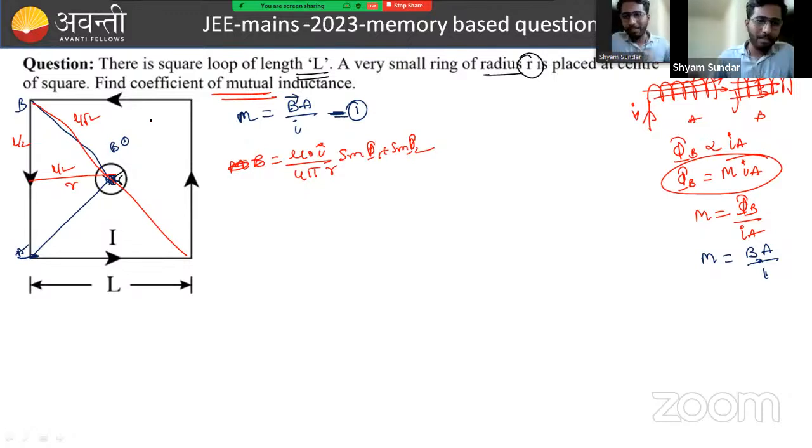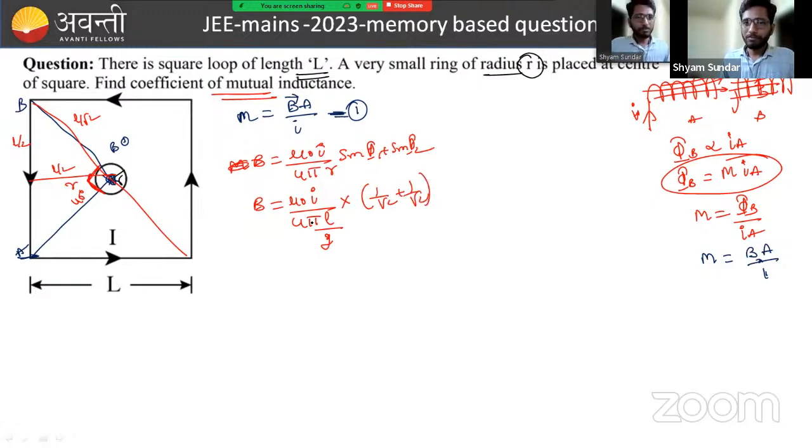Then this angle, look at this one. From here to here, it is 90 degrees. Then this angle will be equal to 45 degrees. Both will be 45 degrees. Hence, B is equal to mu naught I divided by 4 pi. R value will be L by 2 into sine phi 1, which is nothing but sine 45, nothing but 1 by root 2 plus 1 by root 2. The 2s cancel.